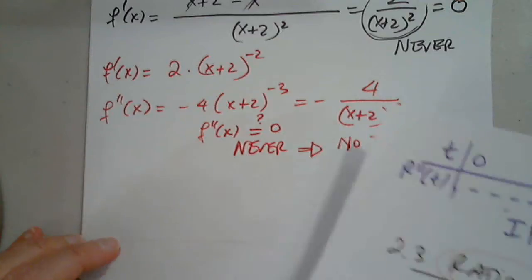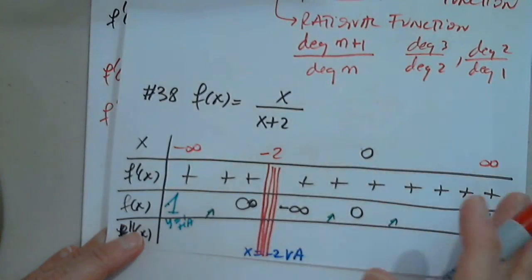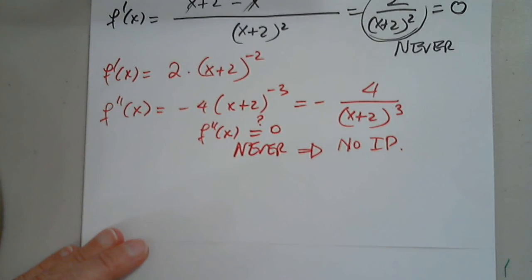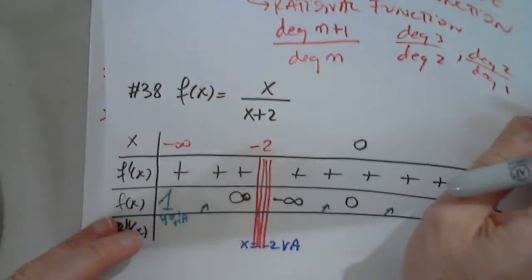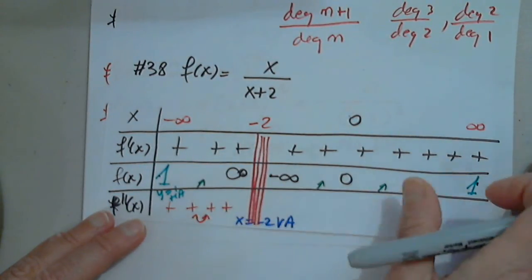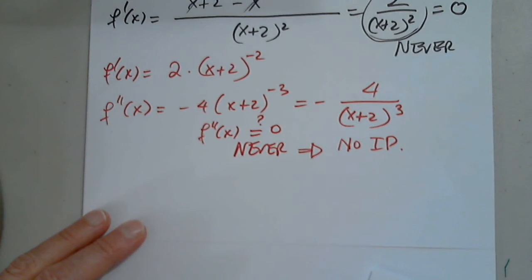So please, to the left of -2, plug in a number and tell me the sign. To the right of -2, plug in a number and tell me the sign. So plug in a number to the left of -2, like -10. It's positive, which means opens up. So let's plug in 0, to the right of -2. What sign do we get?